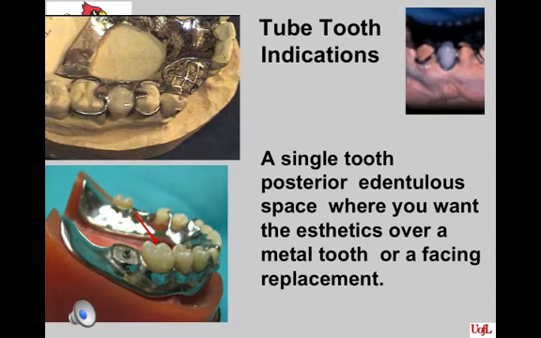A tube tooth usually is a replacement in a single posterior edentulous space where you want the aesthetics over the metal tooth or the facing replacement. You will usually not find more than two tube teeth together. This lower left framework is a very complicated and expensive framework. The laboratory charges you for each tube tooth, facing, or other special replacement, other than base attachment. So make certain that you know the laboratory fee before you begin your treatment plan.